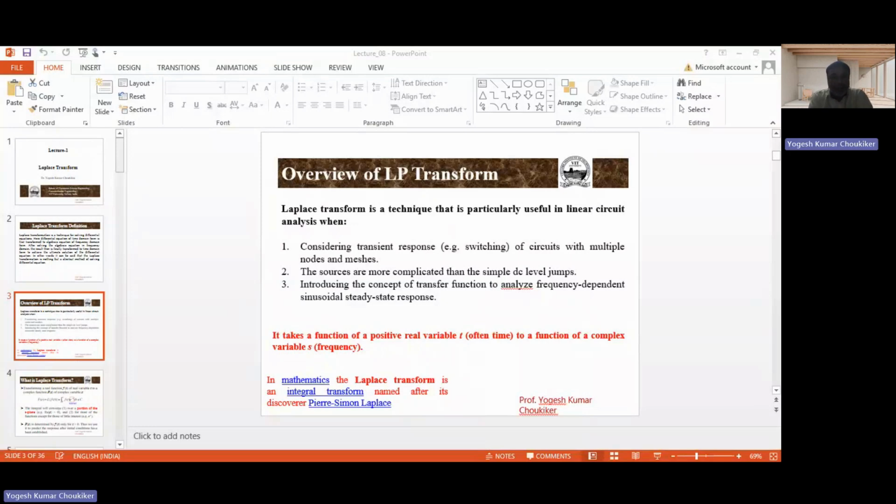So we can use here the partial fraction method: A by s plus B by s plus 2 plus C by s plus 3. If you are taking the inverse of this, first of all you have to calculate the values of A, B, and C. So how do we calculate the values of A, B, and C? For that, we have a residue method.